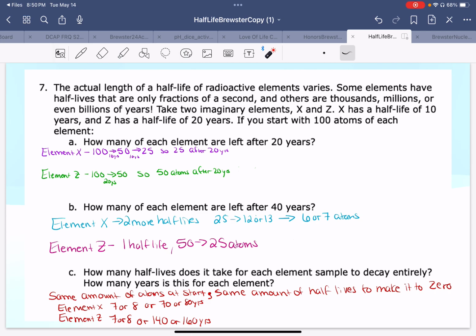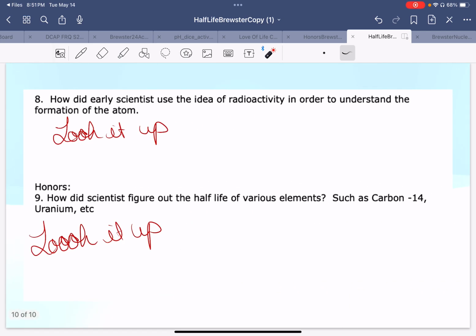C says how many half-lives does it take for each element to decay entirely? Well, I started with 100 atoms. It does not matter if it's 10 or 20 years of half-life. If I'm given enough time, they will both get to the same amount. So, if you do the math on it, it takes 7 to 8 half-lives to get to 0. For element X, that's 70 or 80 years. For element Z, that's 140 to 160 years. Question number 8 and question number 9, you guys can look that up.